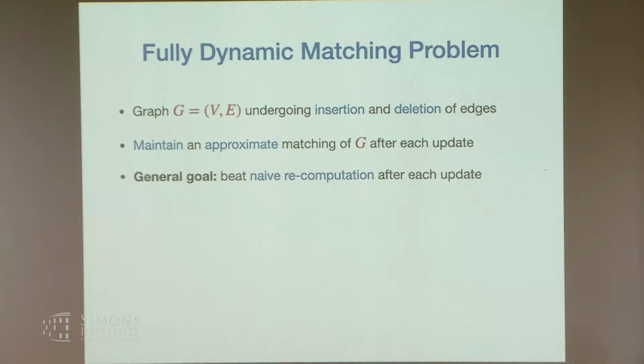And generally, when you're talking about dynamic algorithms, the goal is to beat the naive recomputation. What you can do is that after each update, you can just go ahead and solve the problem from scratch. You want to do something better than that. And we are going to focus on finding a 1 minus epsilon approximation for some fixed epsilon. It's going to be important that epsilon is not really a function of n. It's as small of a constant as you want, but independent of n.